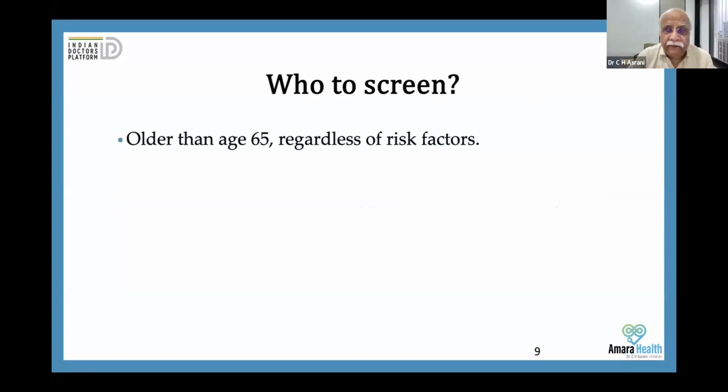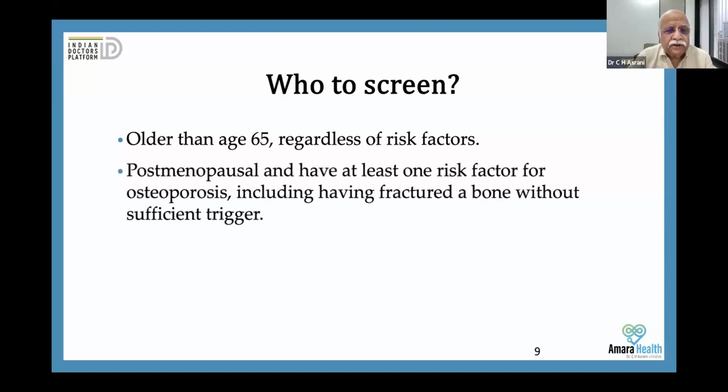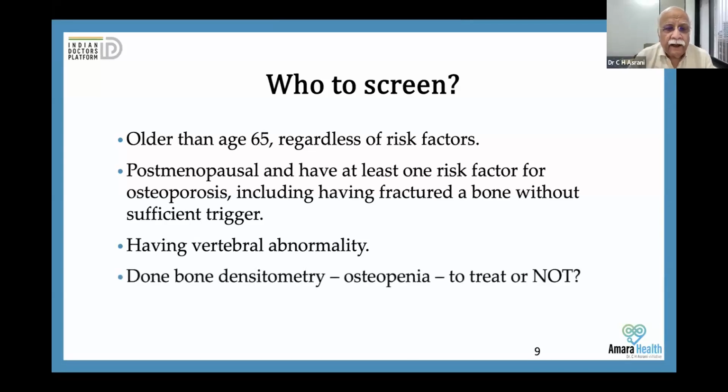Who to screen? People older than 65, regardless of risk factors. Postmenopausal women who have at least one risk factor for osteoporosis, including having fractured a bone without sufficient trigger, having a vertebral abnormality, recent onset scoliosis or kyphosis, and you've done a bone densitometry, it shows osteopenia: to treat or not to treat. Osteoporosis, you don't have to ask this question, but osteopenia, you have to ask a question.